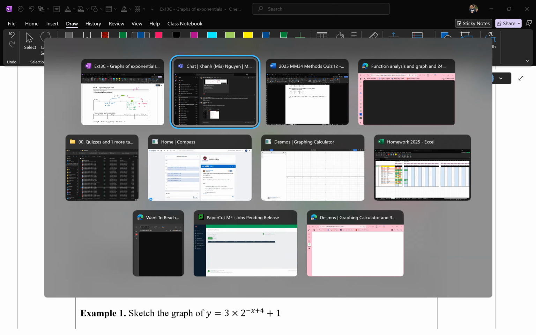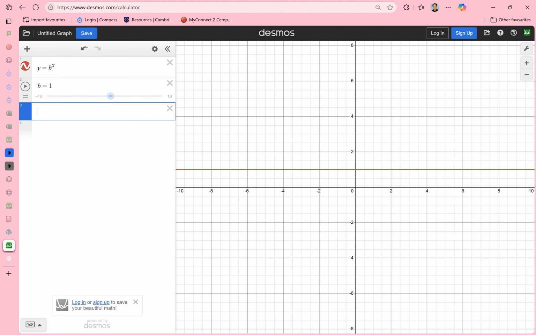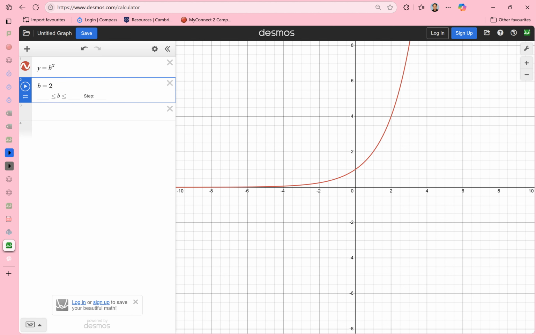So let's have a look at Desmos. I'm just going to go to Desmos. Here we go. Let's visualize this. So y equals b to the power of x just to start off with. And let's make b a rate of 2. Okay, so if I said b is equal to 2, that just means I'm saying 2 to the power of x means double itself every hour or every minute.